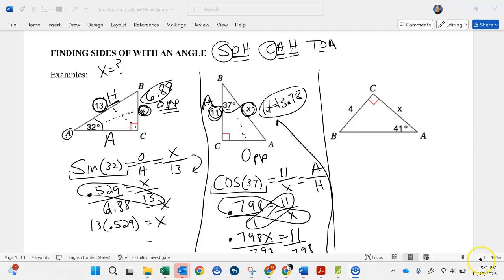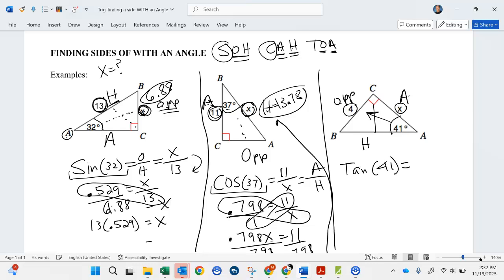Okay, step number one, label sides. Here's the angle, so that means that this one is the opposite. Over here, hypotenuse, that means that's H. So we need to get the X in there, which is A. We need to get this side in there, which is O. So we need an O, opposite, and adjacent. That would be the tangent. So we're going to go tangent 41 equals opposite, which is 4, divided by adjacent, which is X.